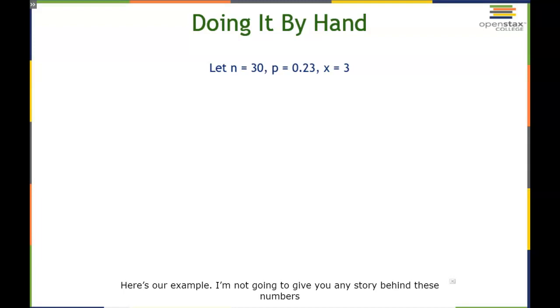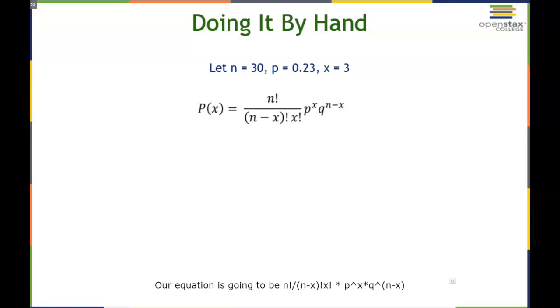Here's our example. I'm not going to give you any story behind these numbers or anything. I'm just going to concentrate on the numbers. N is 30, P is 0.23, and X is 3. So we want to find the probability that 3 are successful given a success rate of 23% out of 30 people. Our equation is going to be n factorial divided by n minus x factorial times x factorial, all times p to the x, q to the n minus x.